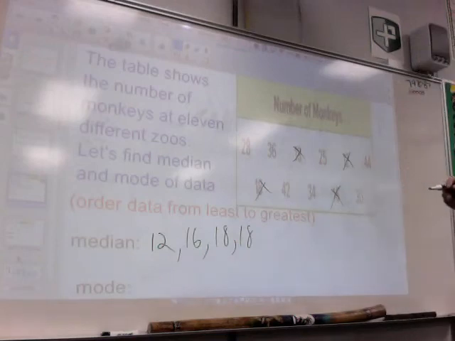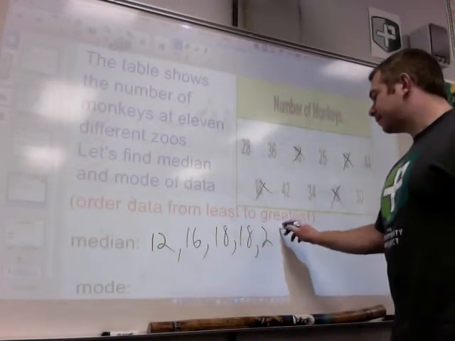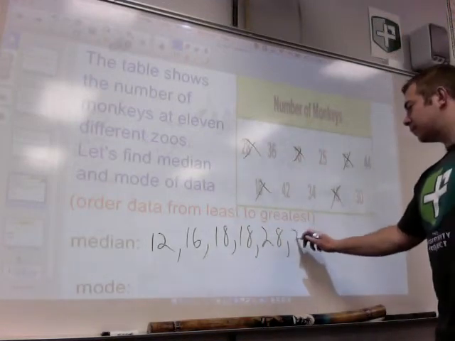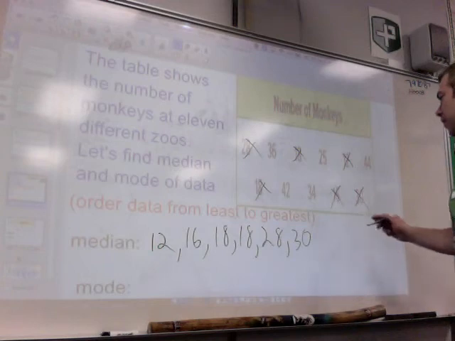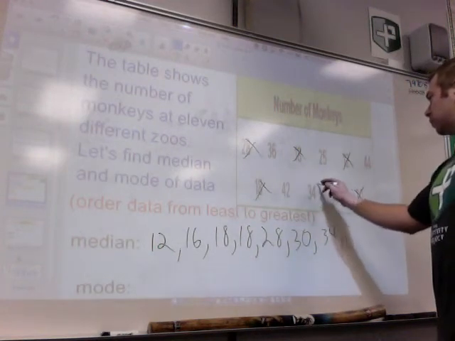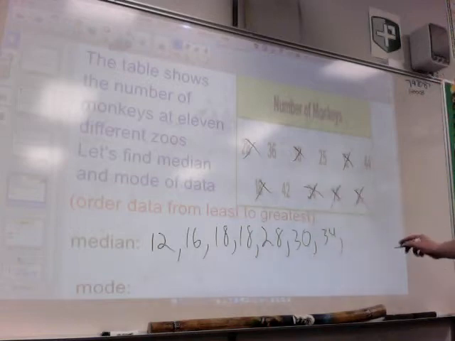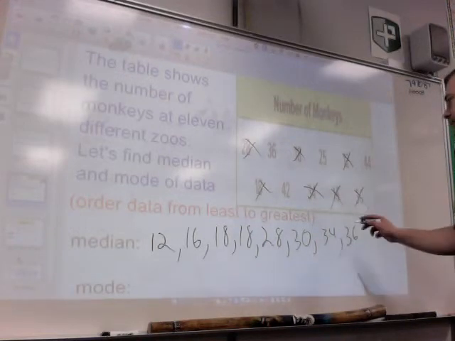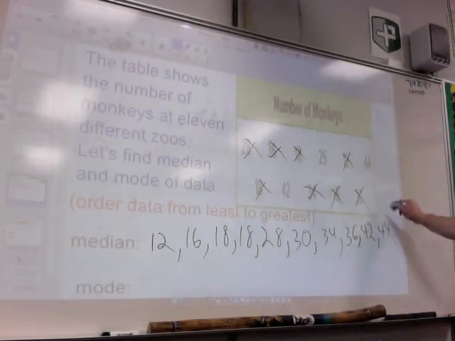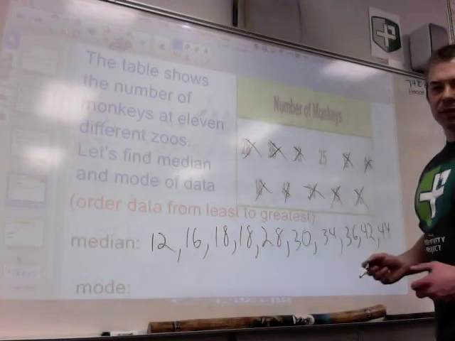Done with those numbers. Next up, I have a 28. Higher than 28 is a 30. Then it looks like I have a 34, a 36, a 42, and a 44. All right, I just crossed out my numbers because I was done with it.